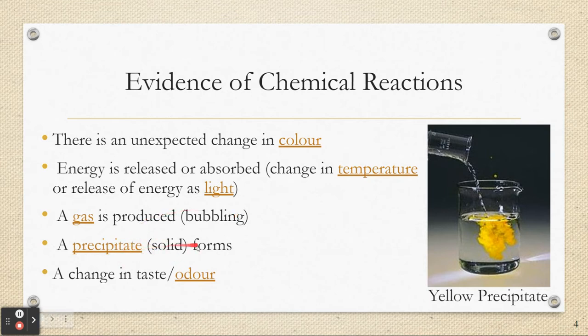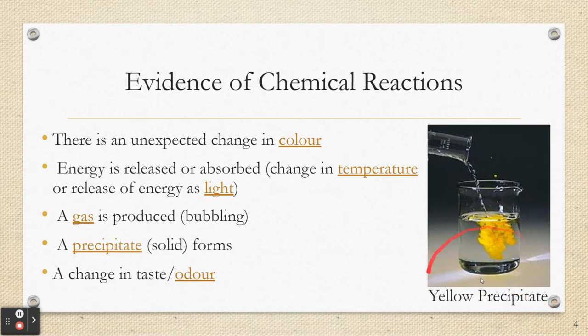A precipitate might form, which is really just solid forming. So you can see that over here we have two aqueous solutions. That means they're basically compounds dissolved in water. And then when you mix them together, a substance forms that can no longer dissolve in water to the same degree, so it comes out as a solid, and we would call that a precipitate.